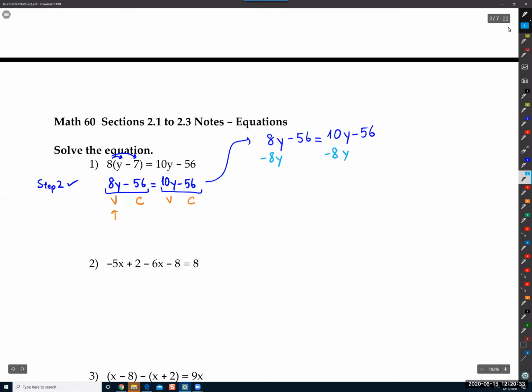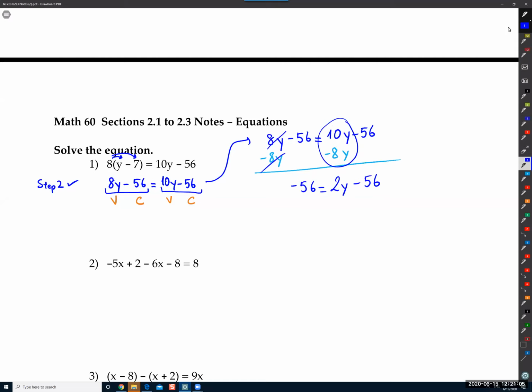Why do I subtract 8y, if you ask? Because 8y plus negative 8y is what? Poof, they disappear. Yes, this guy right there. So what's left in here? These two cancel each other, they disappear. What's left on the left-hand side is negative 56. And if you combine these two like terms now, 10y minus 8y will be what? 2y minus 56.